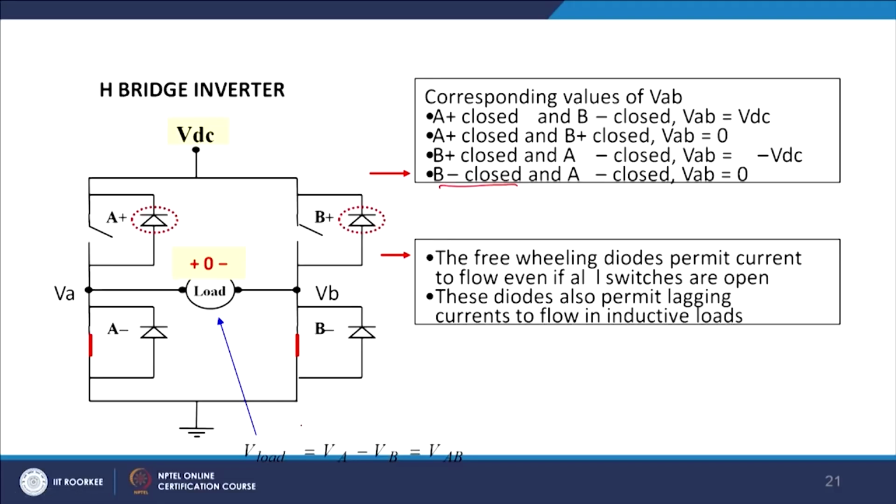Now, freewheel diodes permit the current to flow through switch 1 and it opens. Thereafter, this diode also permits the lagging current to flow through the inductive load, because in most of the cases we will find that the load is inductive.